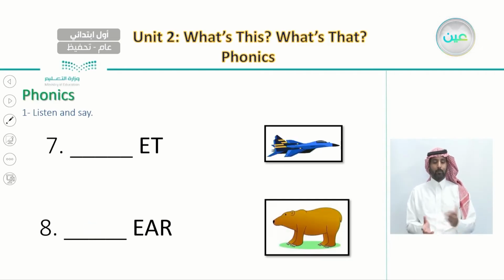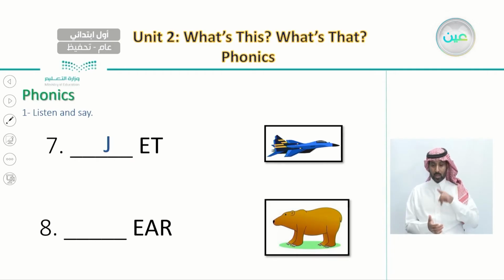As you see, this is an apple. And the number 7. The letter is J, and we pronounce it as J, J, jet. So repeat after me. Jet, jet. So this is a jet.